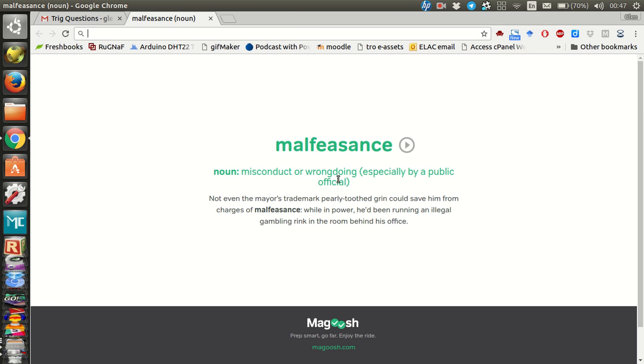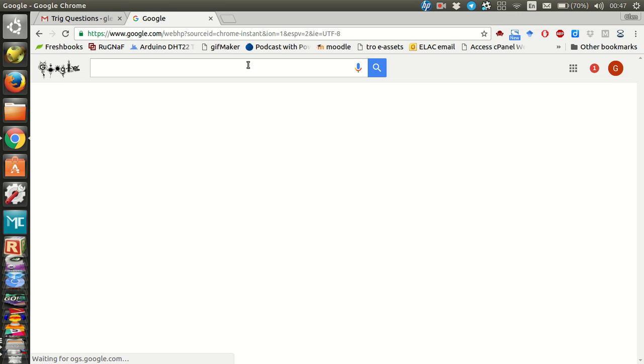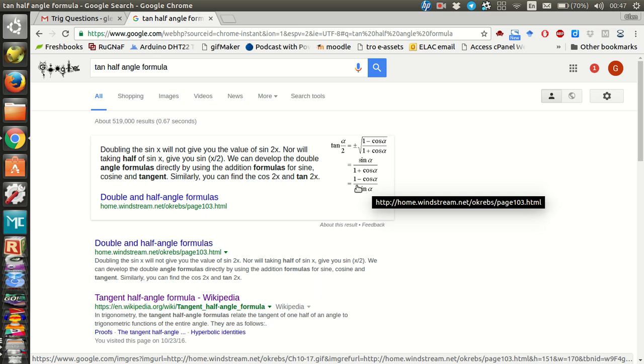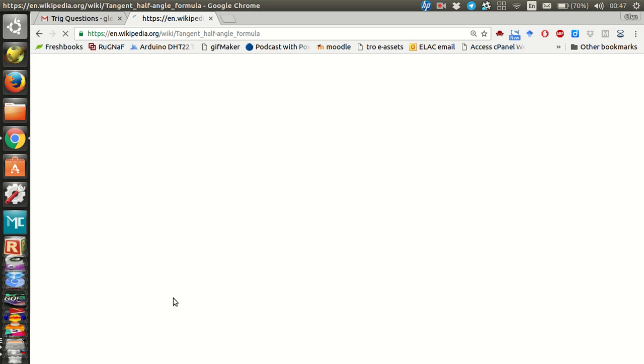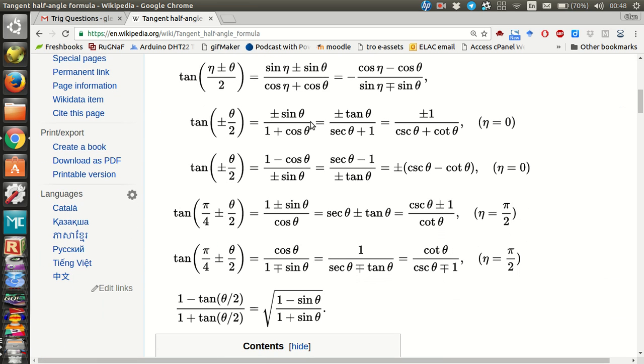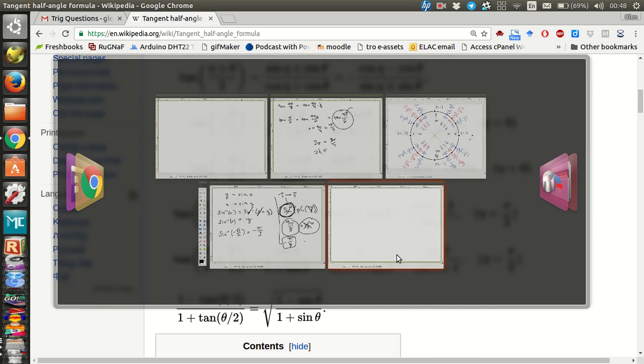Where can I find a nice half-angle formula? A tan half-angle formula. That's kind of nice, I guess I can use that. Is there a better half-angle formula here? Okay, I have a positive angle here, so I'll use positive sine over 1 plus cosine. I'll use that one. Sine over 1 plus cosine.